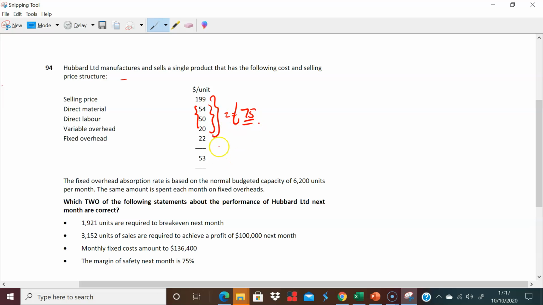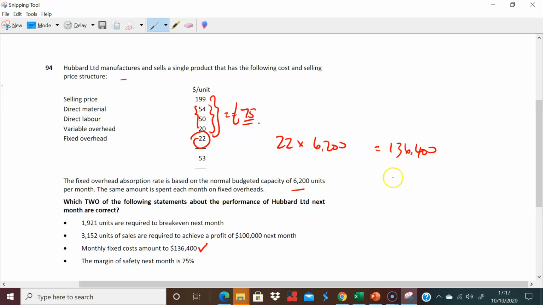That's good. Now we know that this is the fixed overhead, this is the budget, so we know that the fixed cost here is 22 times 6,200 because that's the budgeted capacity. That's what it's based on, 22 times 6,200, and that is equal to 136,400. So that ticks that box straight away. That's the monthly fixed cost.